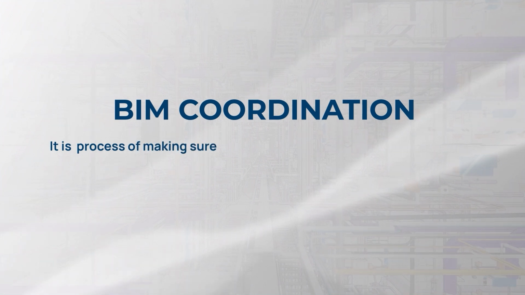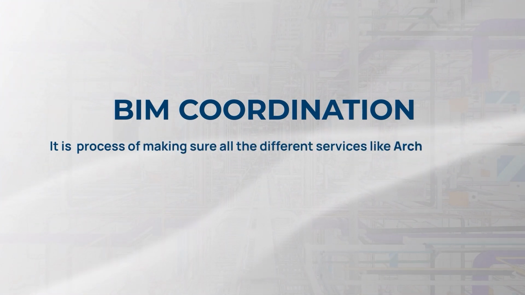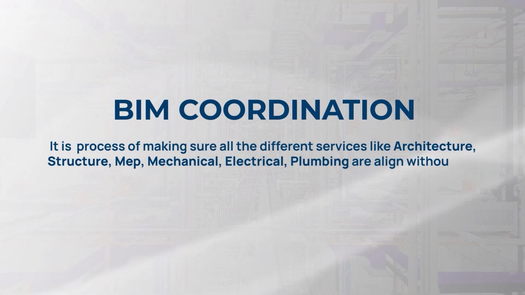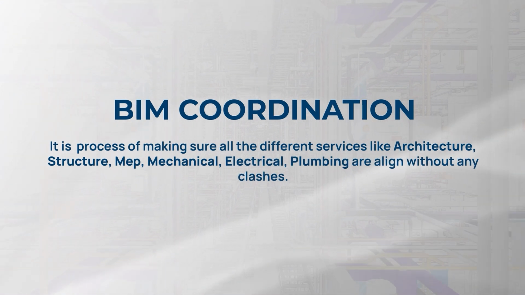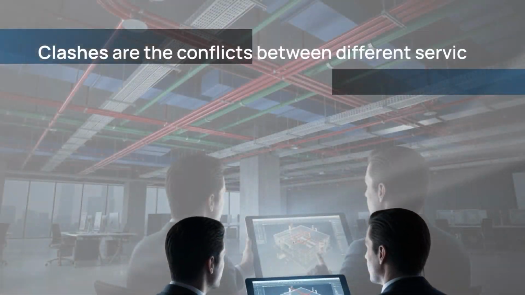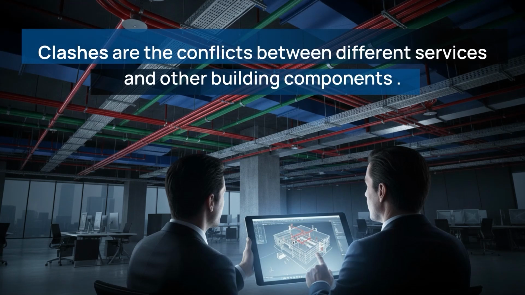BIM coordination is a process of making sure all the different services like architecture, structure, MEP, mechanical, electrical, plumbing are aligned without any clashes. Coming to clashes, what are clashes? Clashes are the conflicts between different services and other building components.